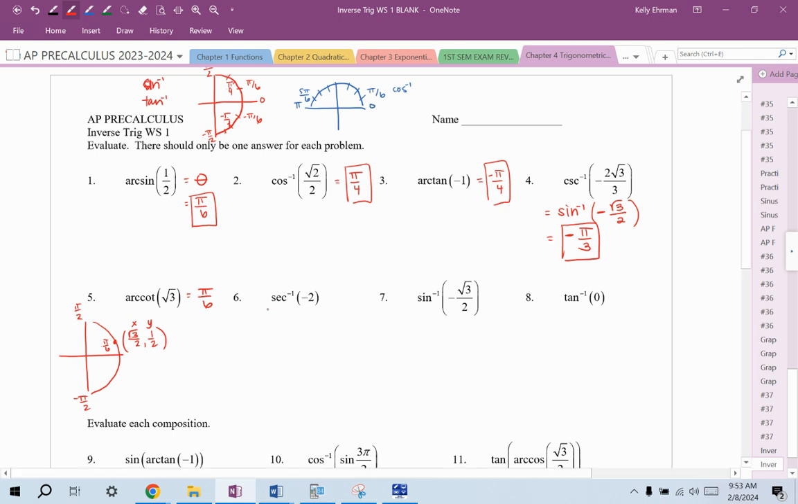Secant is -2. I'm going to rewrite this, so I'm looking at arc cosine of -1/2. I just took the reciprocal of that number. Remember, you're looking at the top half of the circle. So first off, where is cosine going to be negative? In quadrant 2. And then out of those 3 angles, which one has 1/2 as the x value? That's at the pi over 3 angle, which is 2 pi over 3.